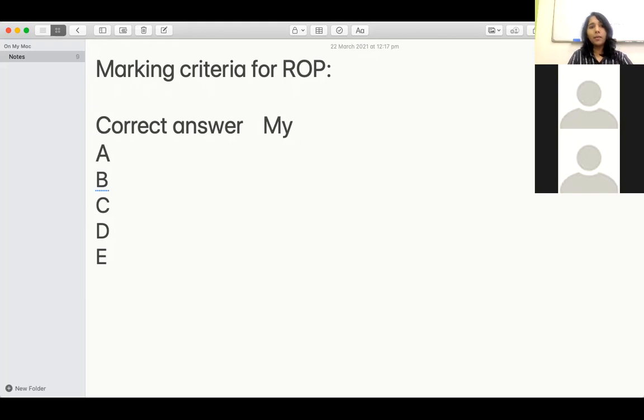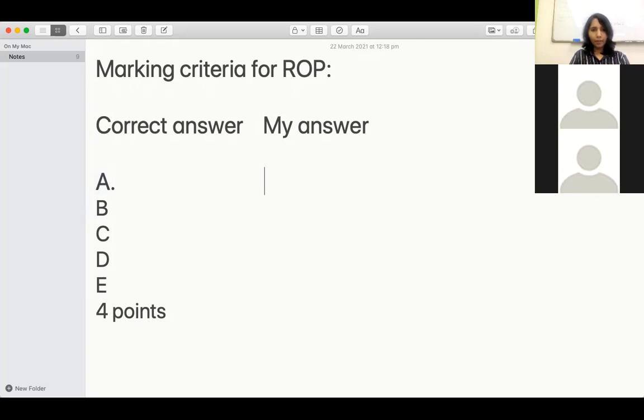Okay, so this is one of your important question types for your reading. So I'm just telling you how you're being marked for this. If you put in the right answer, you'll be getting 4 marks for a question which is having 5 sentences. So you'll be getting 4 points for this. Now imagine if this is my answer, if I'm answering in this way.